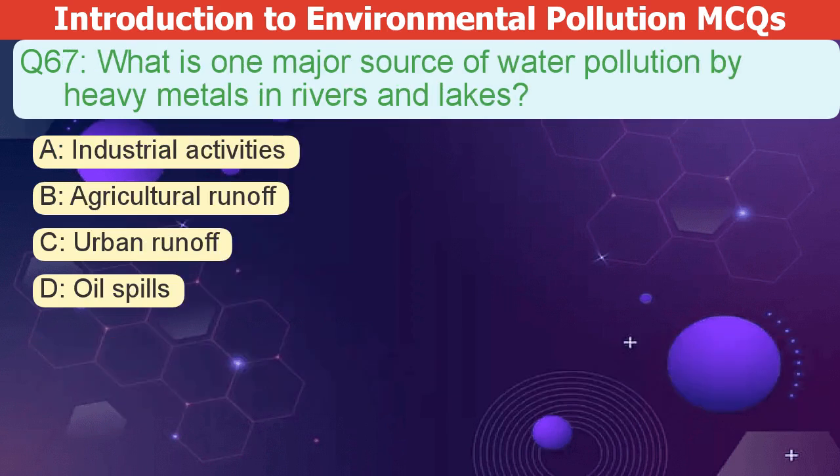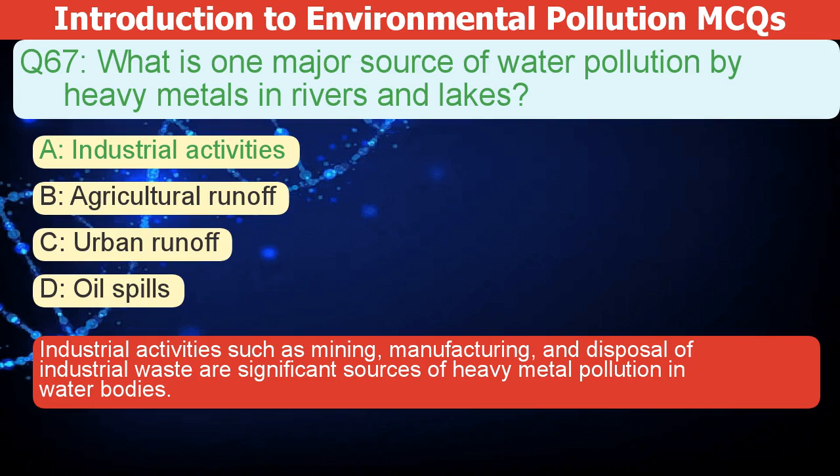What is one major source of water pollution by heavy metals in rivers and lakes? A. Industrial activities. B. Agricultural runoff. C. Urban runoff. D. Oil spills. The correct answer is A. Industrial activities such as mining, manufacturing, and disposal of industrial waste are significant sources of heavy metal pollution in water bodies.